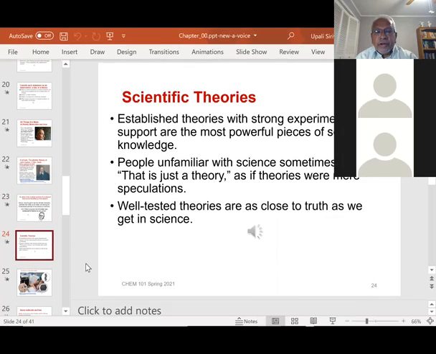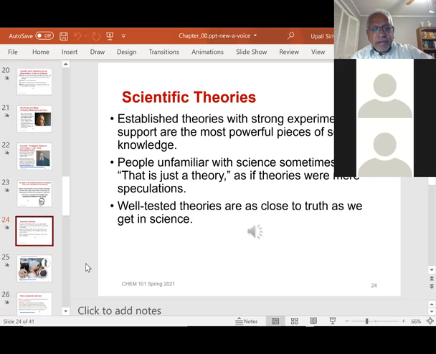Dalton's atomic theory has established strong experimental support and is one of the most powerful pieces of scientific knowledge. Some people say it is just a theory, as if theories were speculations. Theories are based on facts, not speculation. Well-tested theories become as close to truth as we can get in science.